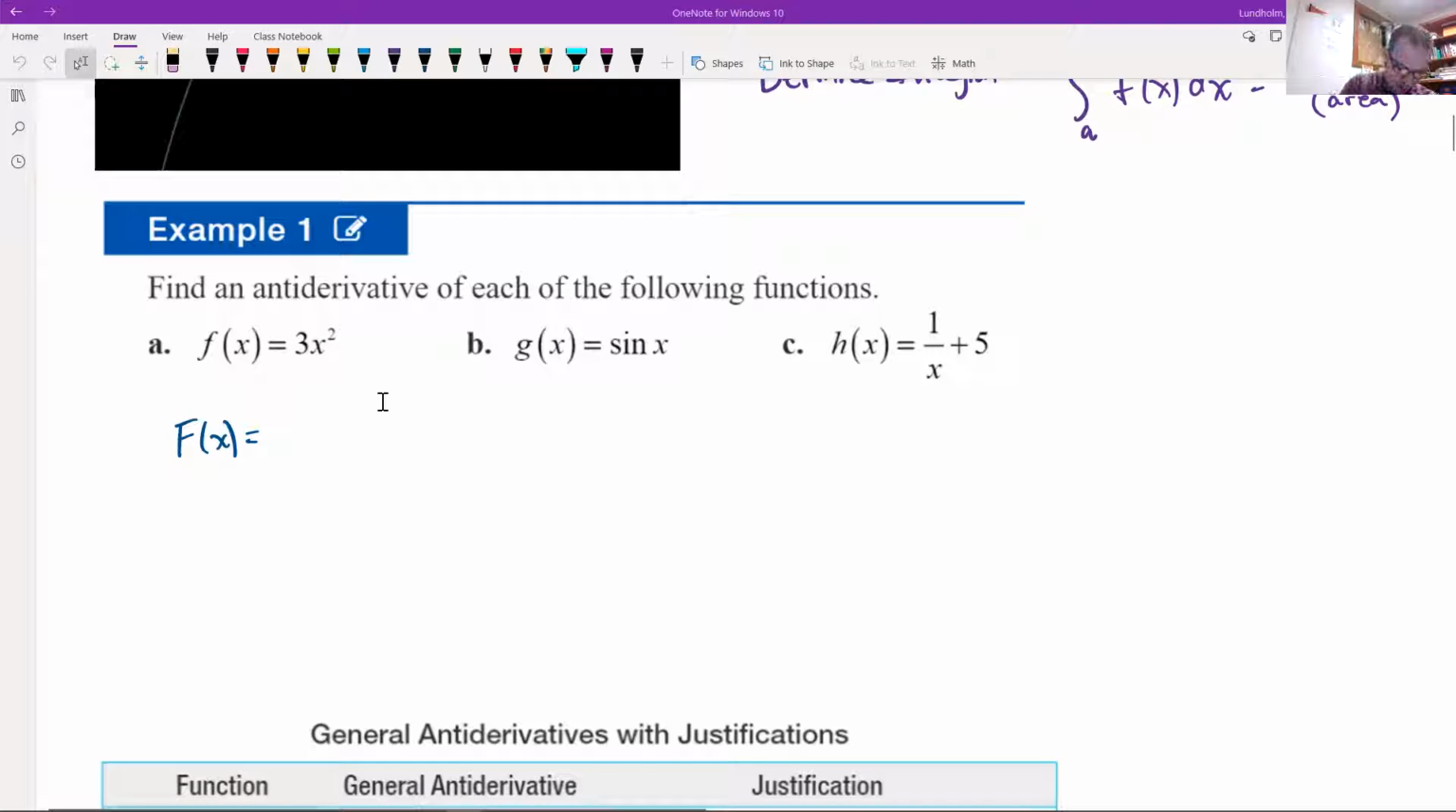So if we wanted to show that out, I guess we'd have divided by 3, but really that's just going to be x cubed. Yikes. So undoing the power rule gets us an antiderivative there. And all along the way, it would have been good for us to write a plus c.